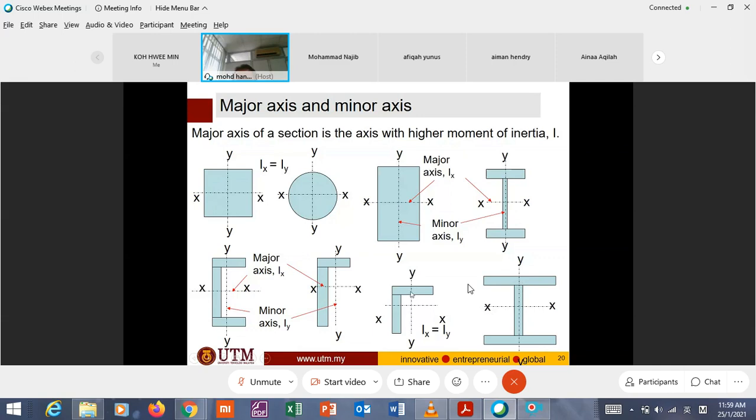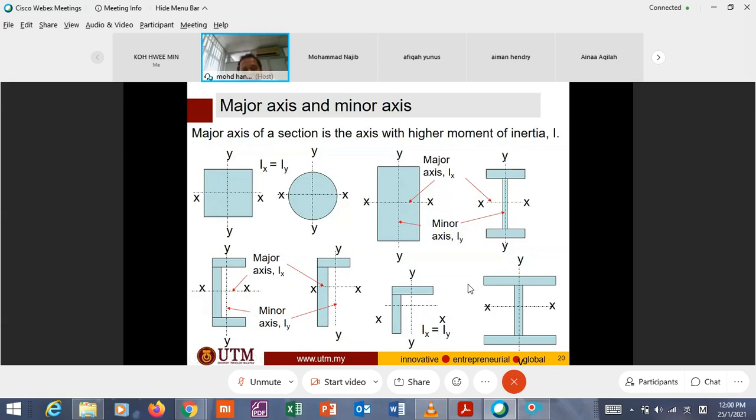Another section is called angle section. Ix equal to Iy, but you have another I called Ixy. This one is called L. Ix greater than Iy, so this one becomes major, this one minor, and this one channel. This one becomes major, this one becomes minor.